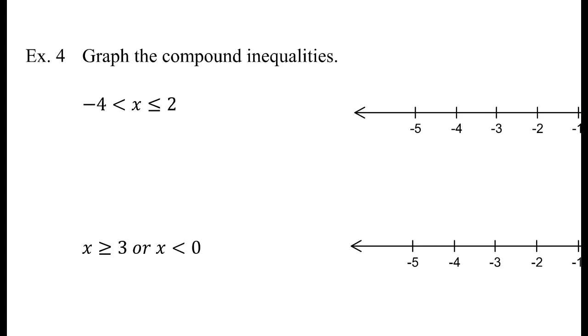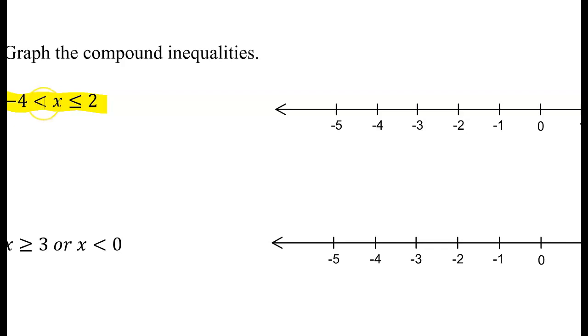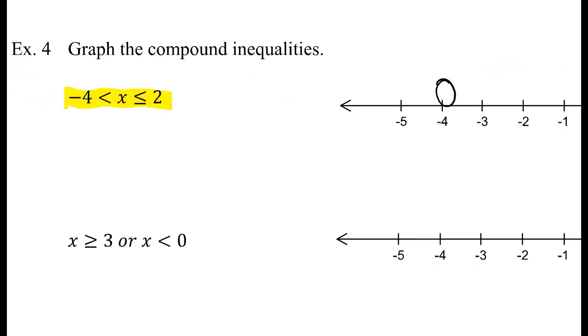So for something like this, where you have an inequality, we're looking at the top example here, -4 is less than x is less than or equal to 2. So for an example like this, I'm going to start with -4, and the sign that's closest to -4 is a less than sign. So what I'm going to do is use an open circle on -4. And then less than or equal to 2, I'm going to use a closed circle on 2. And here's the thing. When you have a compound inequality that is written this way, where the inequality symbols are facing the direction that they're facing, this is automatically an AND statement.